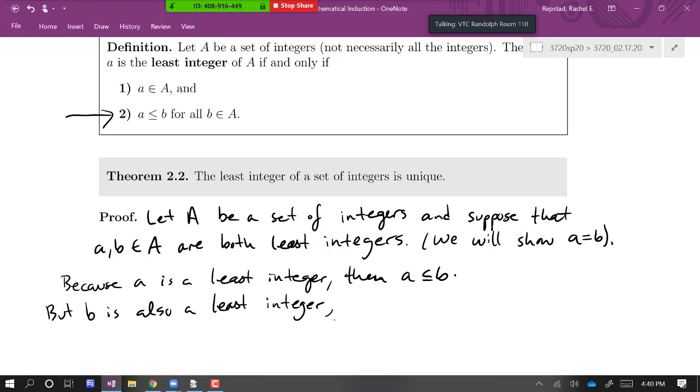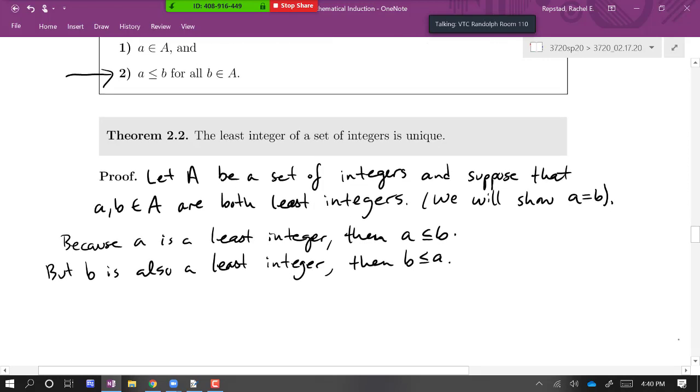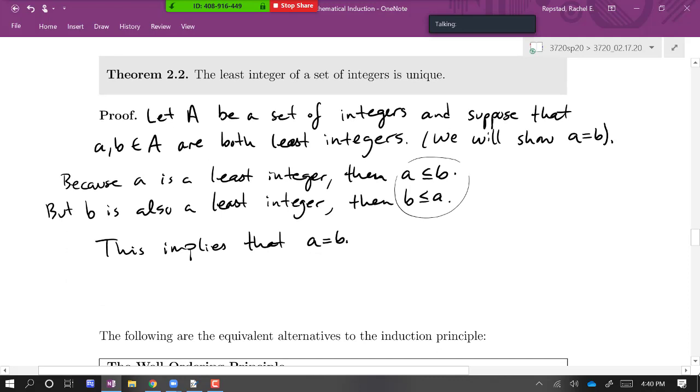So what does that mean? What does that allow us to write using that same part of the definition? B is less than or equal to A. So if I have A less than or equal to B and B is less than or equal to A, what does that force us to conclude? That they're equal. Yeah. So that means that the least integer is unique.